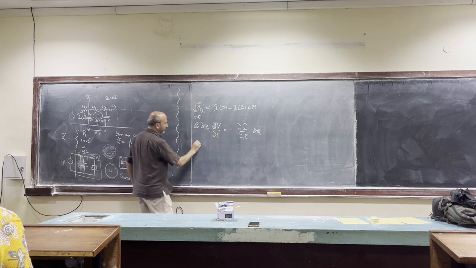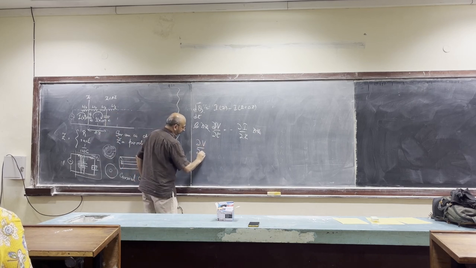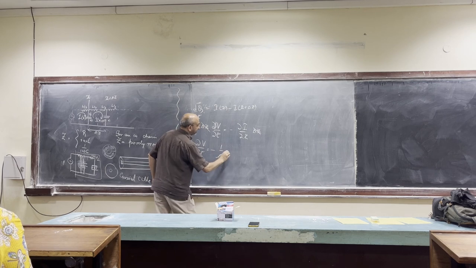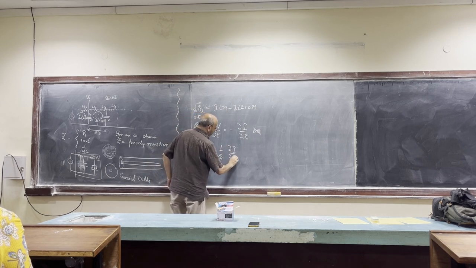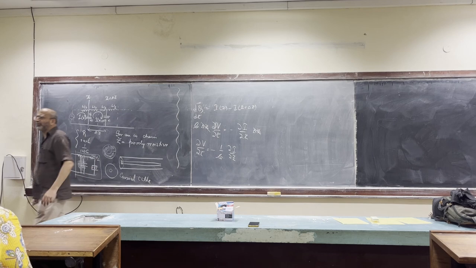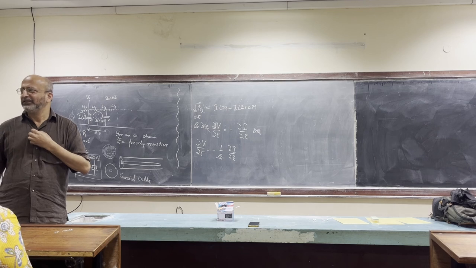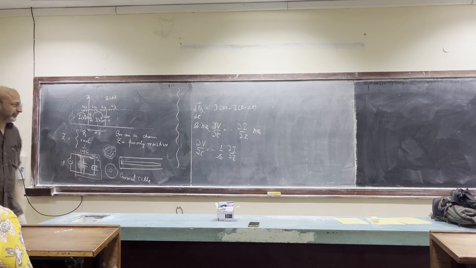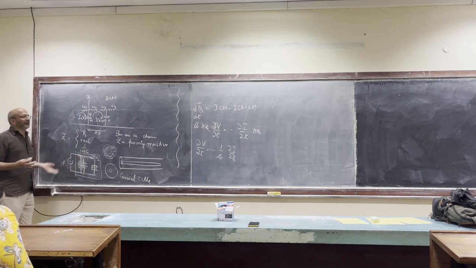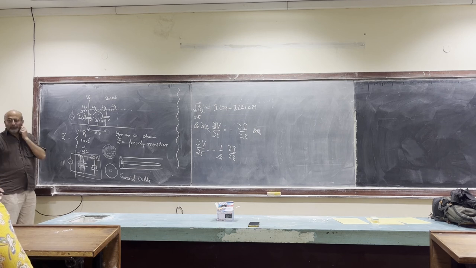So I have dV/dt equals minus 1 by C. Is this enough, or do I need something more? Is this enough information to describe the wave? From your experience of waves, you've done oscillations, waves, etc. Do you think we can get something more?